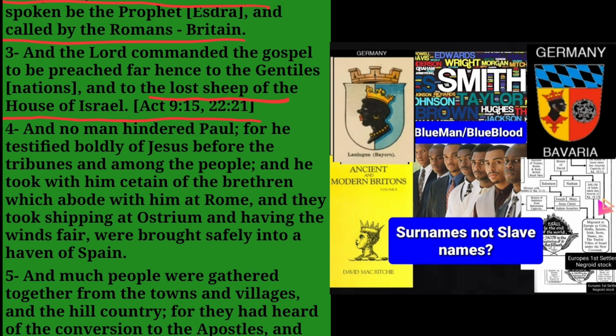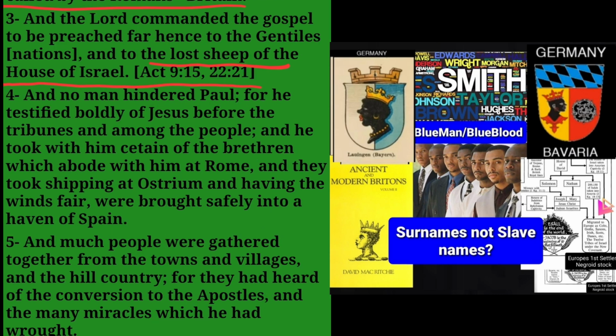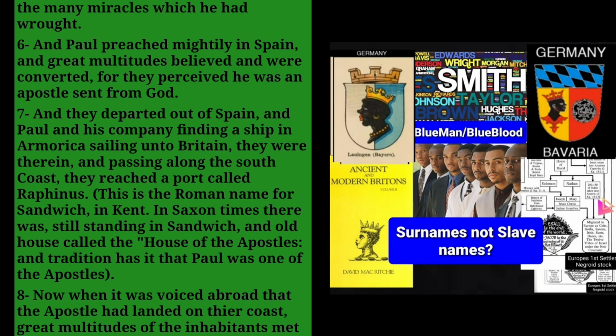Verse 4, And no man hindered Paul, for he had testified boldly of Jesus or Yahushua before the tribunes and among the people. And he took with him certain of the brethren which abode with him at Rome, and they took shipping at Ostrom, and having the winds fair, were brought safely into the haven of Spain. Verse 5, and much people were gathered together from the towns and villages in the hill country, for they had heard of the conversion of the apostles and many miracles which he had wrought. Verse 6, and Paul preached mightily in Spain, and great multitudes believed and were converted, for they perceived he was an apostle sent from God.